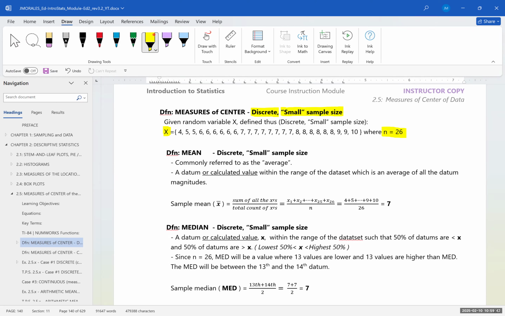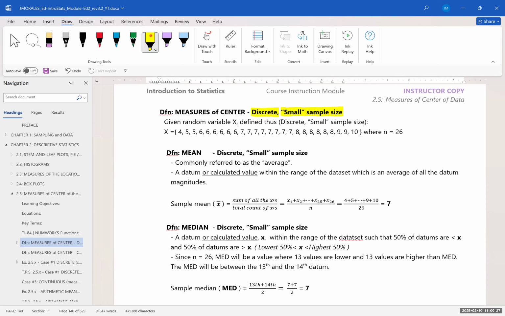So the reason why we're dealing with discrete and small sample size is to allow you to use your calculator and see how your calculator can be used to calculate these measures of center, okay? But when we get into larger sample sizes of hundreds or thousands, you're not going to want to type hundreds or thousands of datums into your calculator to calculate measures of center. Okay, so there's going to be other methods to deal with that. Okay, so let's keep moving forward here. So just to let you know, this is the kind of data that we're looking at, discrete data with small data sizes.